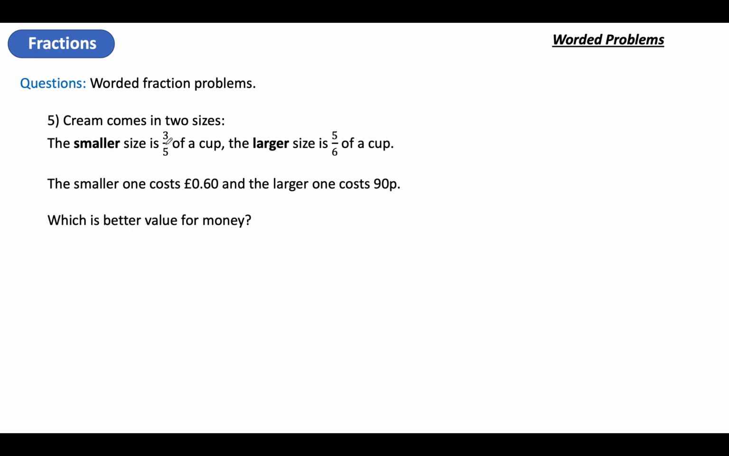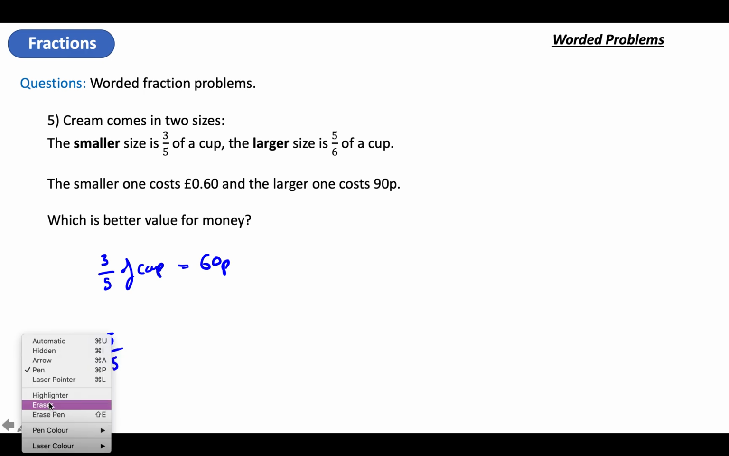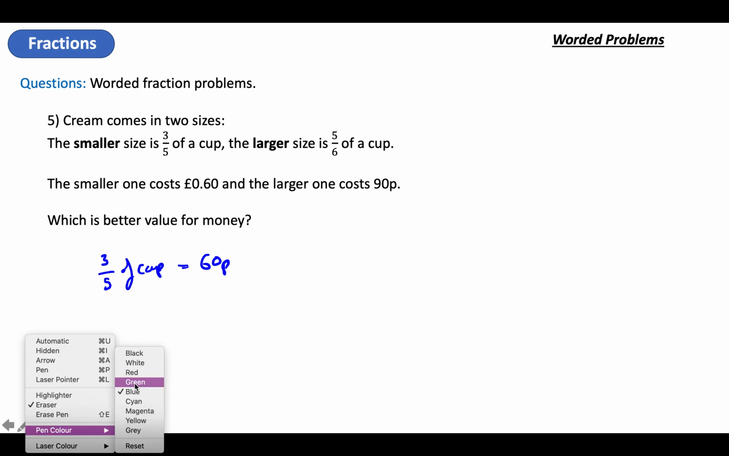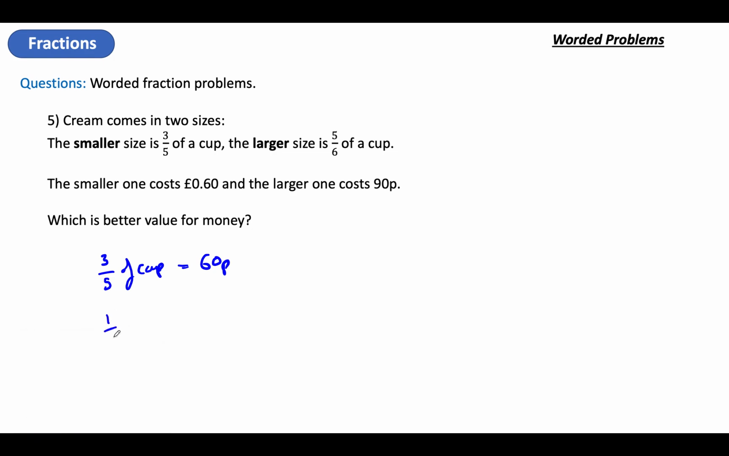Now the smaller cup is 3/5 of a cup, and the larger size is 5/6 of a cup. A small one costs 60p, and a large one costs 90p. So let's think about this small one. With the small one, 3/5 of a cup equals 60 pence. Well, how about if I want to find what a whole cup is? So that would be 5/5, right? Okay, I'm going to just get the eraser around, just give myself a little bit more space. Now to do that, if I know 1/5, I can find 5/5. Or I wonder if you did it that way. So 1/5.